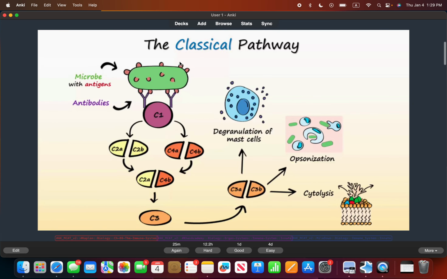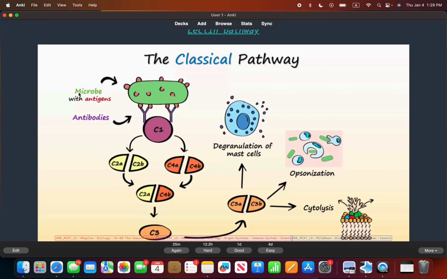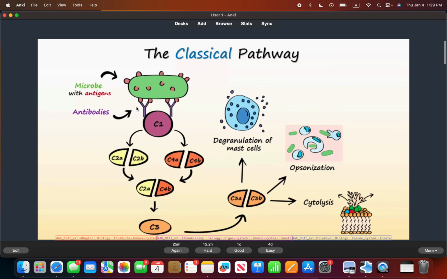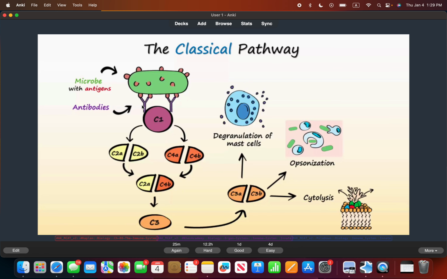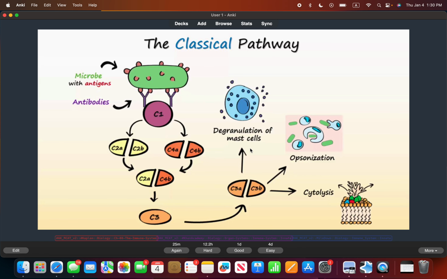So this is the classical pathway. The microbe with antigens comes into our cells, and then you can see that we have antibodies for the antigens, and there is the degranulation of mast cells, and we have opsonization and cytolysis. We need to know more about these.